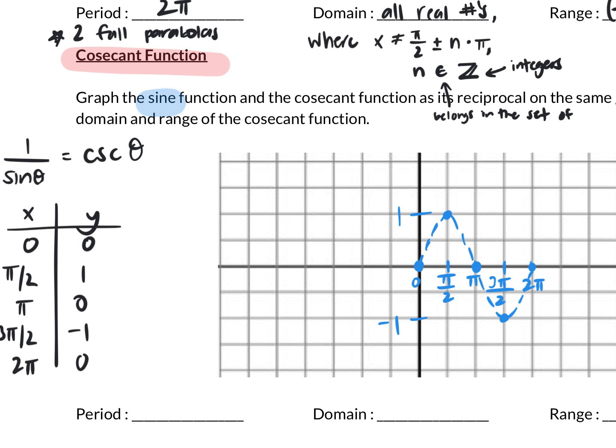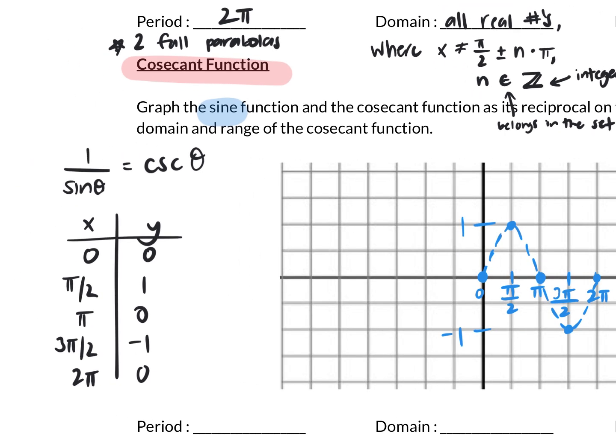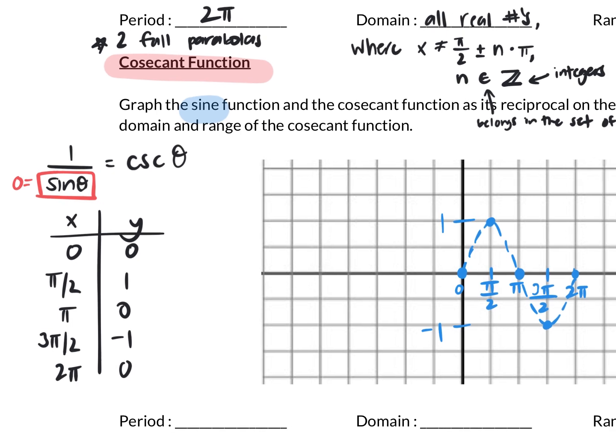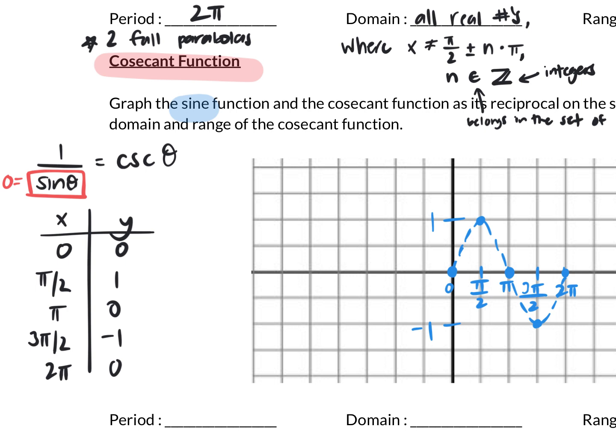So now we have to think about where is my denominator, or where is sine of x going to equal 0? If I look at this x-axis, where is my y value equal to 0? At 0. Where else? At pi and at 2 pi. So at those three values, I'm going to have my vertical asymptotes because I can't cross those. I can't have my denominator equal 0.